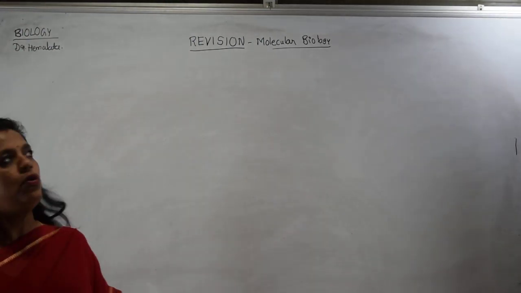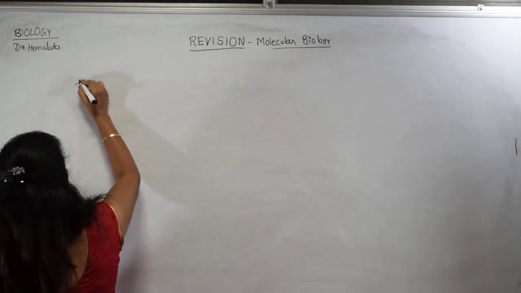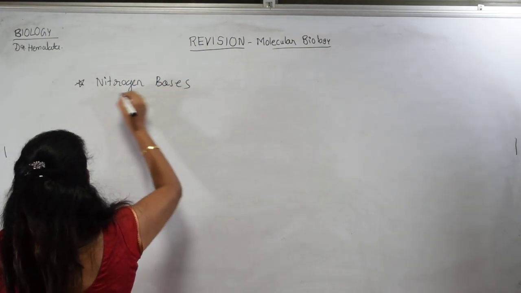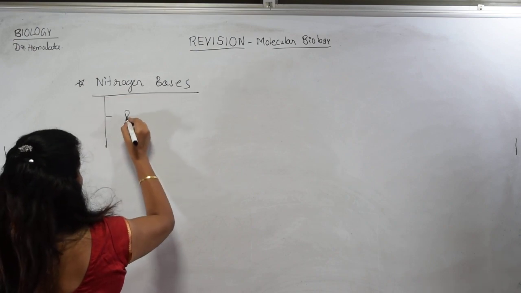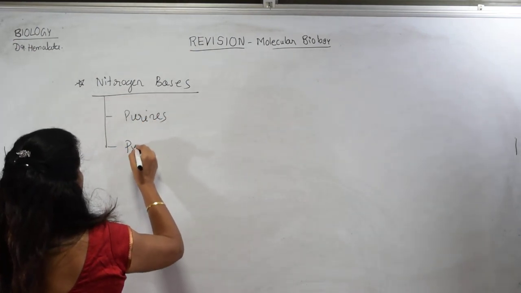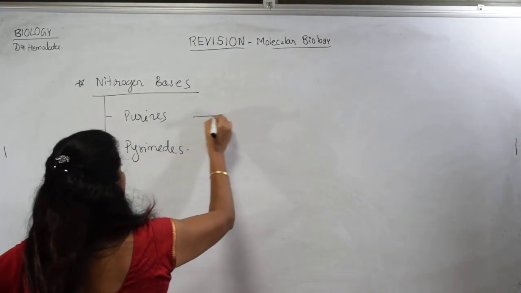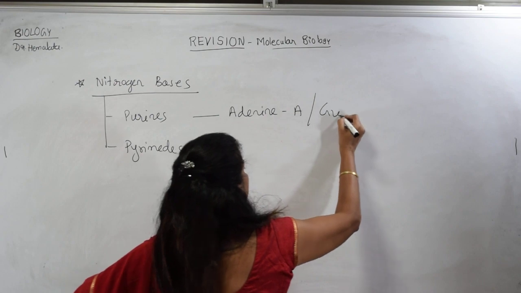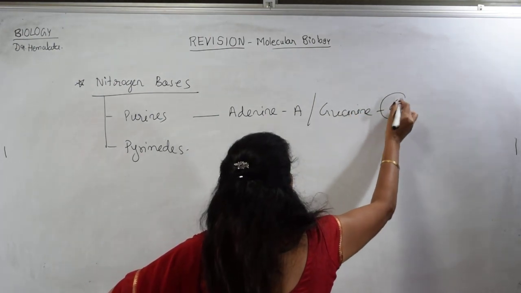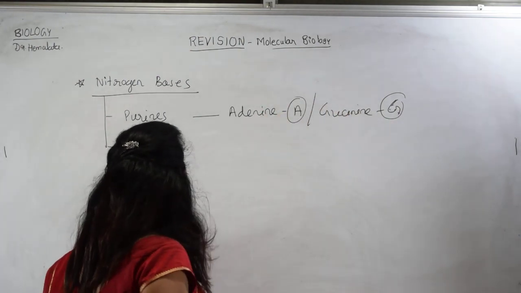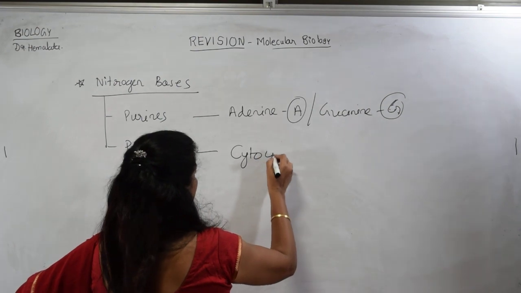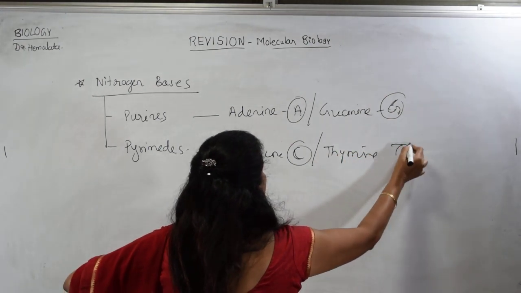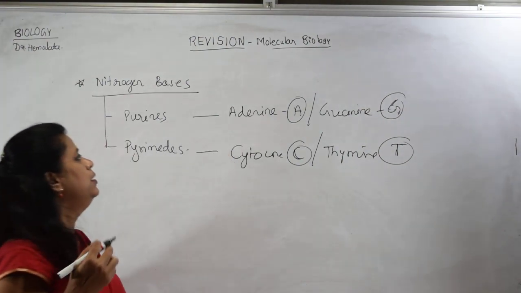Okay? Fine. Now, continuing with the nitrogen bases. The points I am giving you, the nitrogen base pairs or nitrogen bases. Nitrogen bases are of two types. First ones are called purines. Second ones are called pyrimidines. Purines are namely adenine, that is A, and guanine, that is G. We represent them by A and G. Okay, next. Pyrimidines are cytosine, C, then thymine, that is T, right? These are the nitrogen bases.